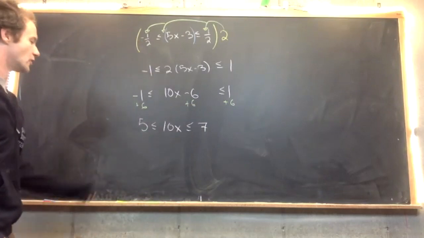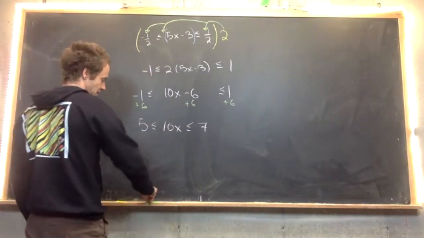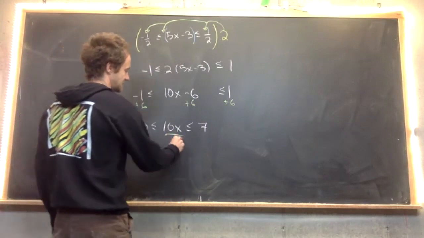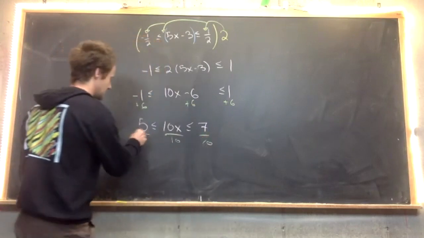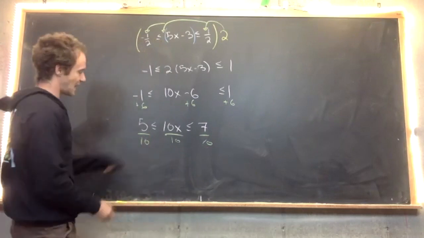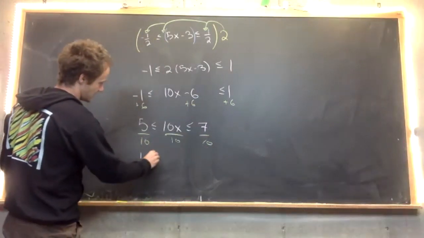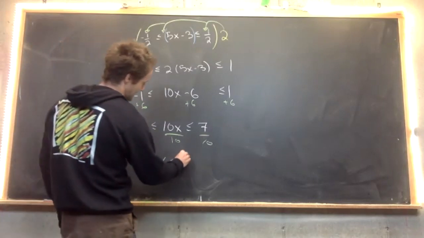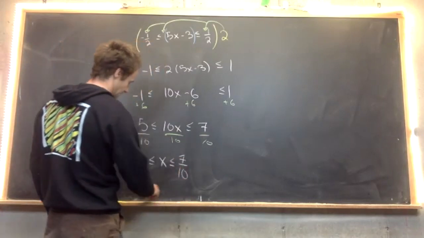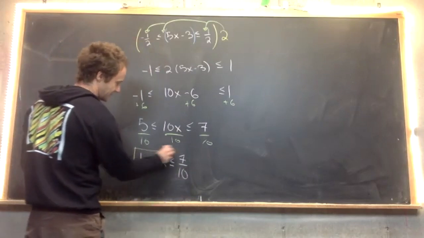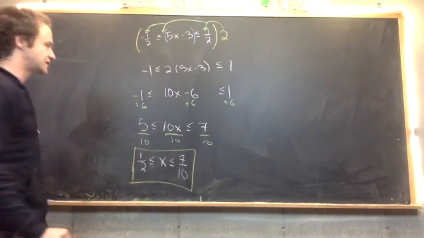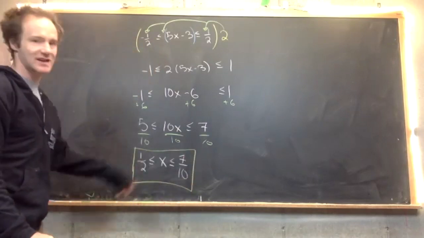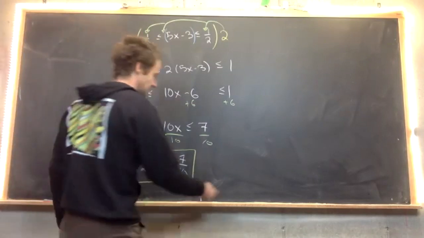Now we can go ahead and divide by 10. So divide by 10, divide by 10, divide by 10. So 5 over 10 is a half. Then we get x by itself. And then 7 over 10, well, that's just 7 over 10. You can't really make that any simpler. So that is the solution as an inequality at the end.